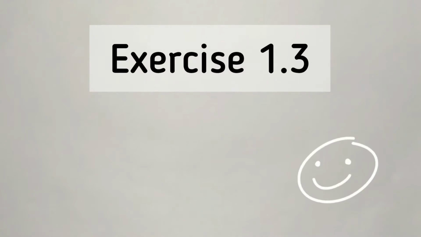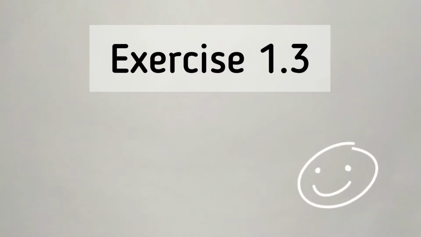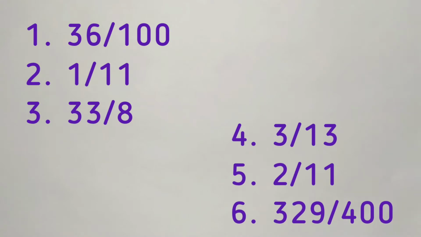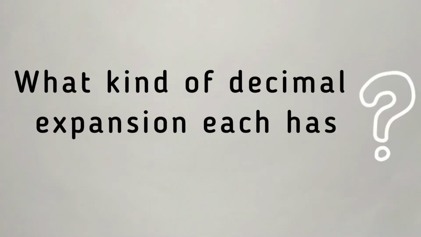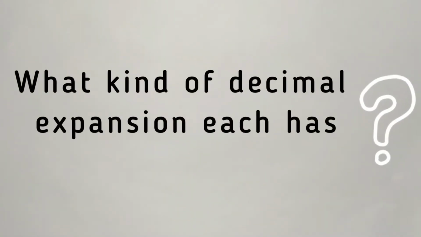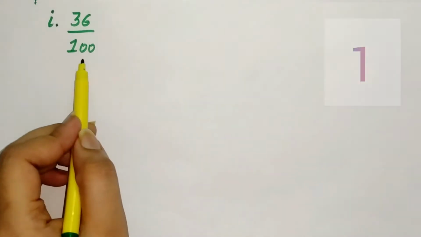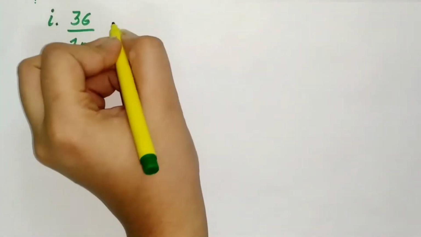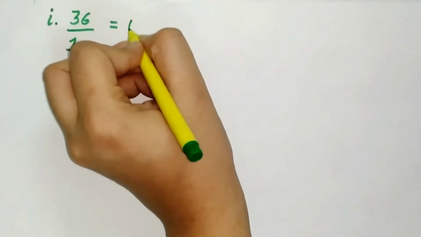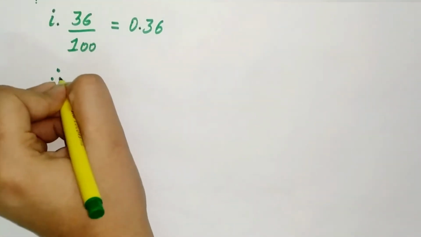Today we will solve exercise 1.3. Question number 1 says, write the following in decimal form and say what kind of decimal expansion each has. First part is 36 by 100, which is equal to 0.36, and so it's terminating.